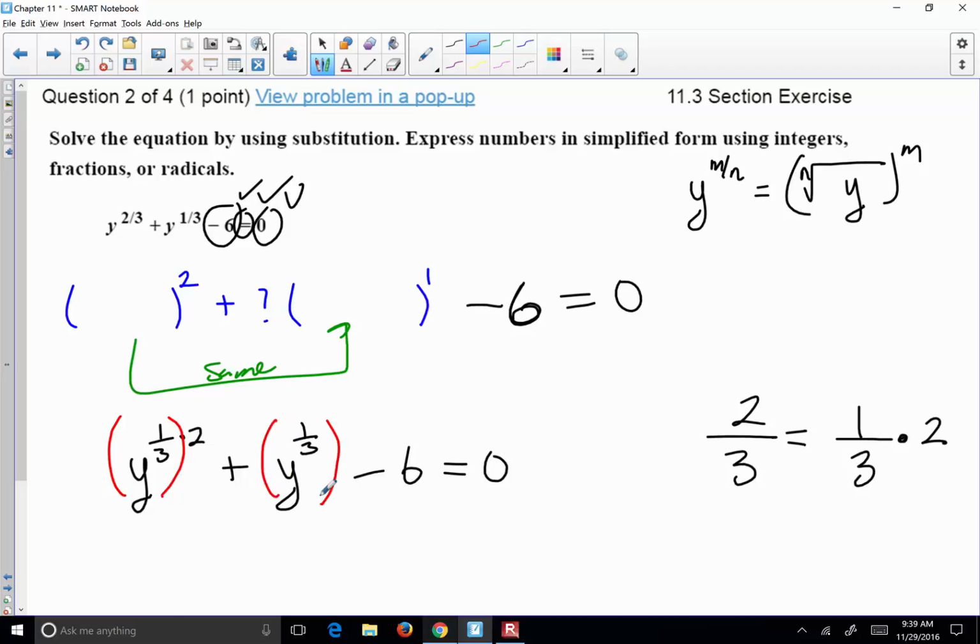What do you see? I just separated a multiplication of powers with a parenthesis. This is square of y to the 1/3, and this is just the first power of y to the 1/3. And look at this. This is a match. Does it make sense? Can you follow?